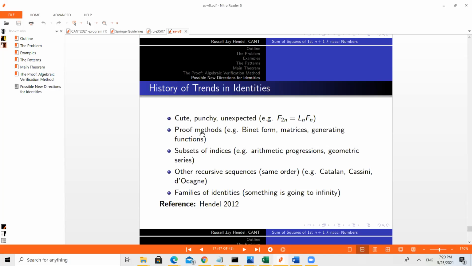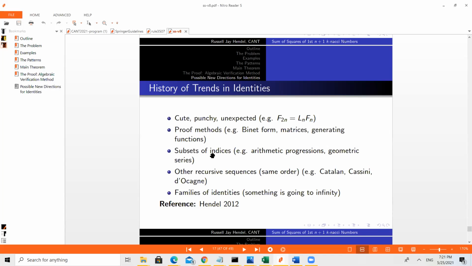Then we went through a stage called proof methods. The previous speaker alluded to that. If you can't prove things, use a method and see what you can get from it. One proof method is the Binet form. Another proof method is matrices. Another proof method is generating functions. Someone once mentioned a method of transforms. There are lots of methods. Each method makes things easy or hard for certain identities, and that was like a second stage.